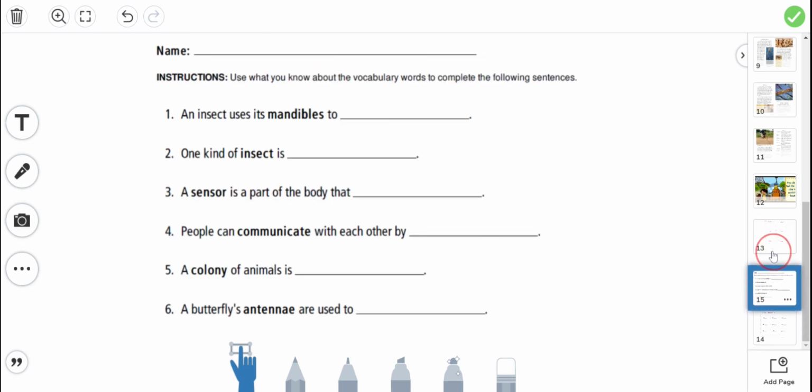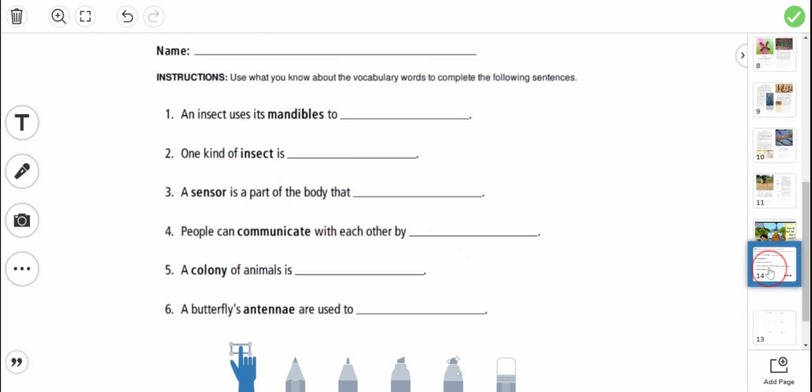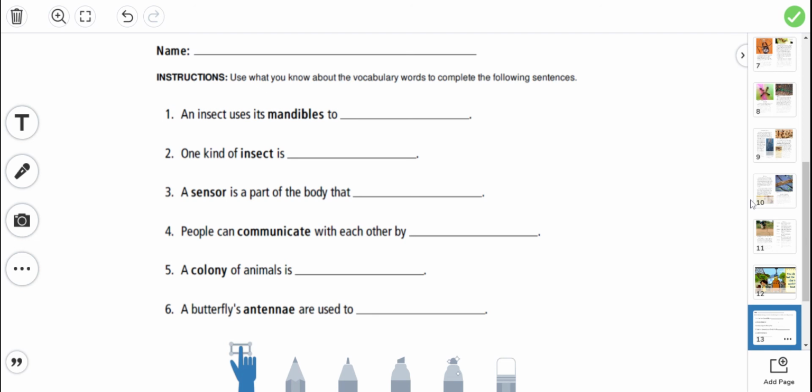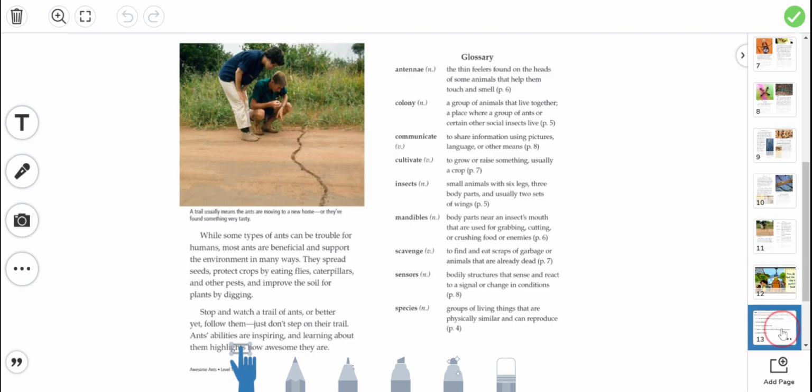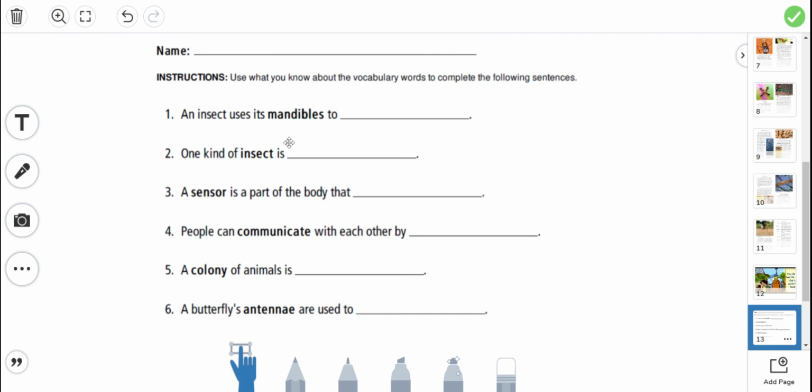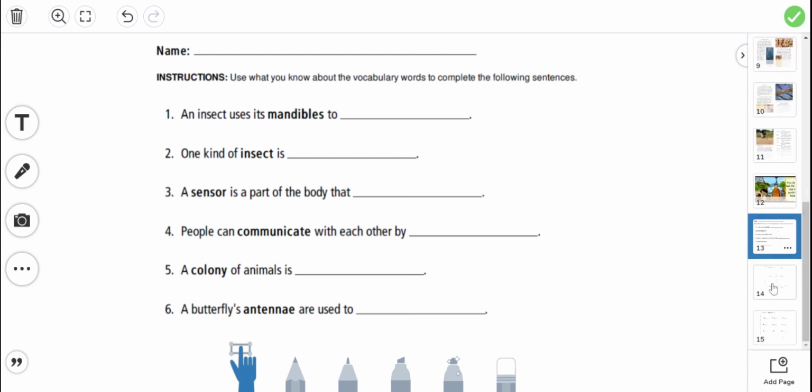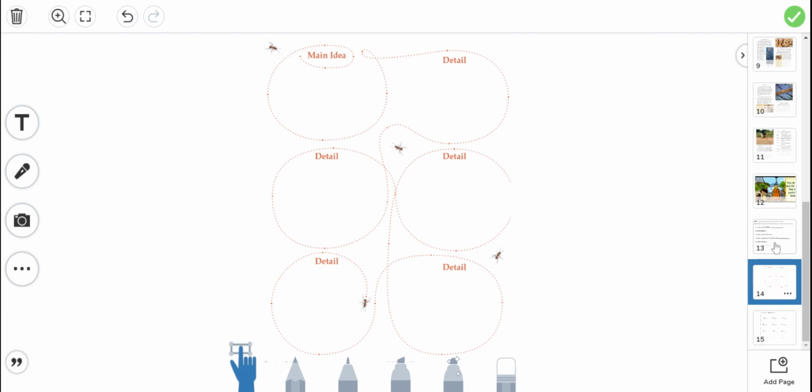Next, I gotta move this up. You're going to be looking at vocabulary. So you're going to go back to your glossary and use that to help you solve these vocabulary word sentences. So for example, an insect uses its mandibles to, and you're going to fill in the blank.